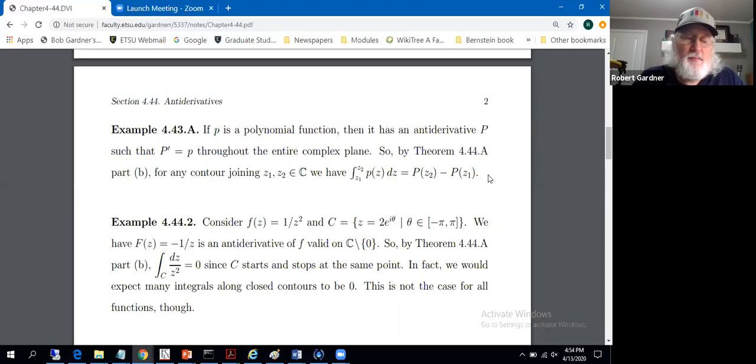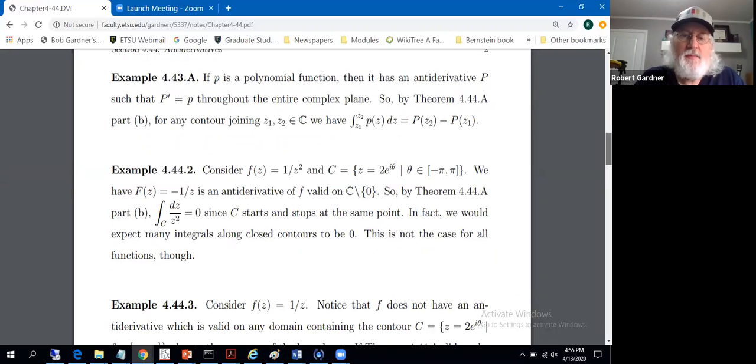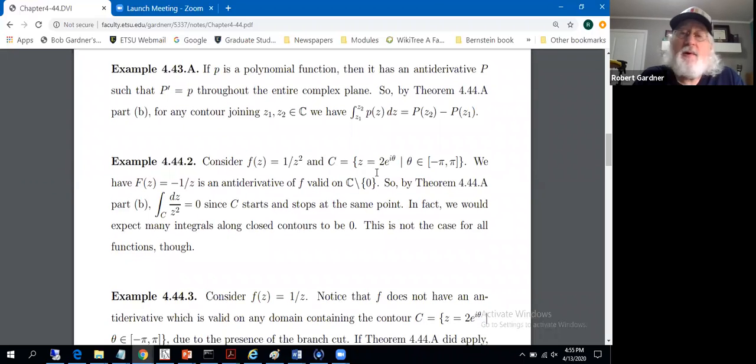Of course, the pragmatic takeaway from this is, well, we're probably not going to integrate polynomials. I mean, that is enough said about polynomials right there. Straightforward, antiderivatives exist, they're continuous. Theorem 4.44.a says fundamental theorem of calculus works with polynomials. How about 1 over z squared? That's a little more interesting than a polynomial because it ain't defined at z equals 0.